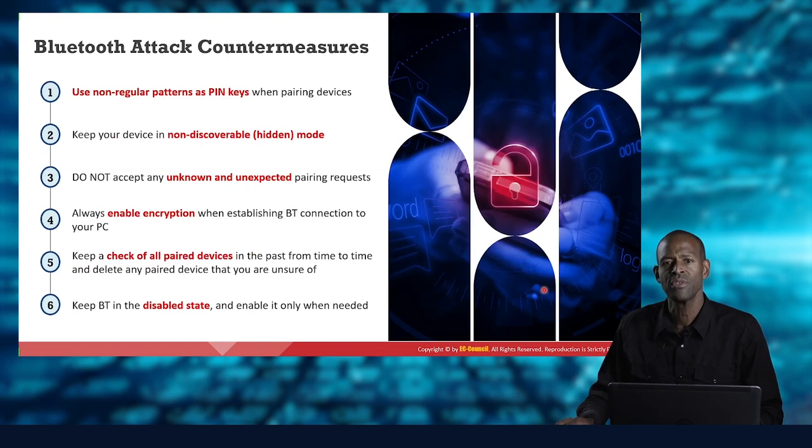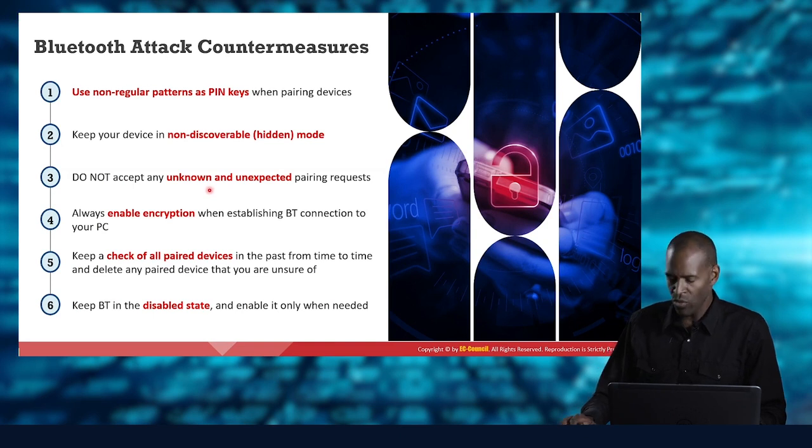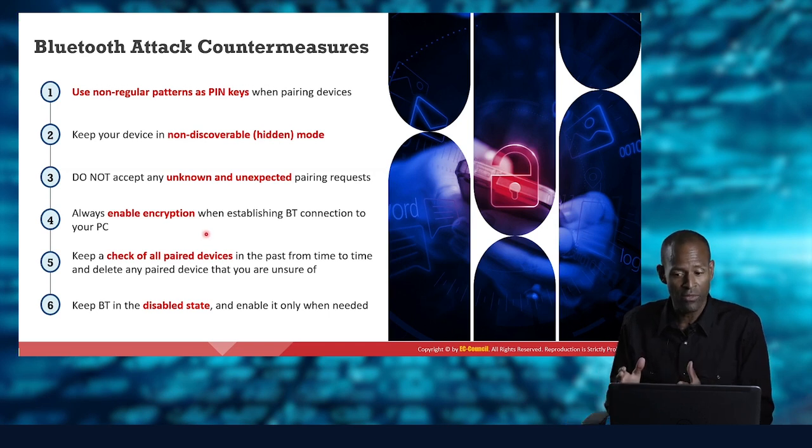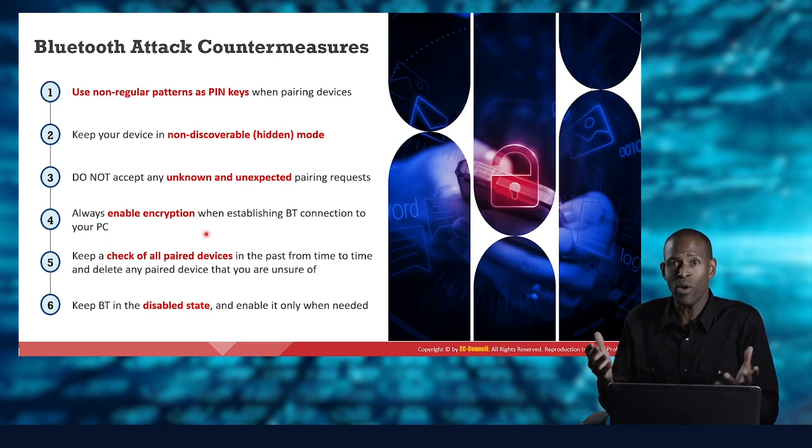And then for Bluetooth, use a non-regular pattern for pins when you have a chance to set up that pin. You don't always have a chance. Keep it non-discoverable. Don't accept any unknown. You're walking down the street and, oh, hey, there's somebody who wants to pair Bluetooth. Yes. Another one. Yes. No, don't accept any of those. Always use encryption. Check also periodically. Just go through your Bluetooth. In fact, you might even want to do it now.